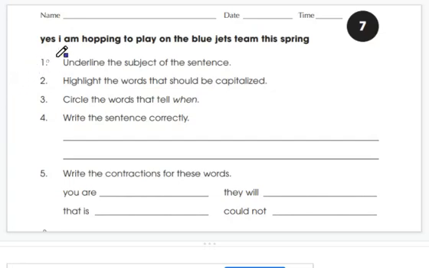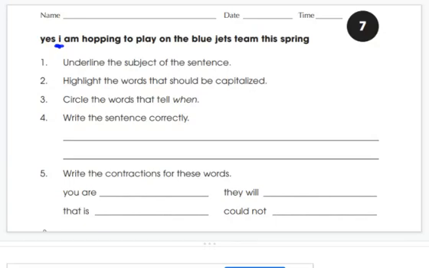Okay. The subject of the sentence is I, because I am the one, well, it's supposed to be hoping, but I'm doing the action. I'm the one that's hoping. Okay. So we underline, sorry, I'm trying to do that. Okay. Underline the subject of the sentence. Okay. Number 2.